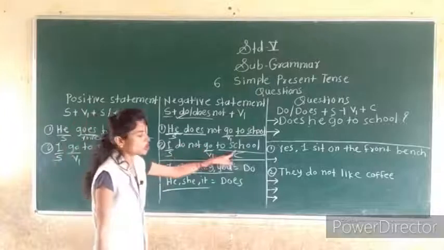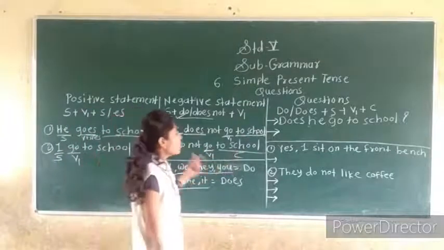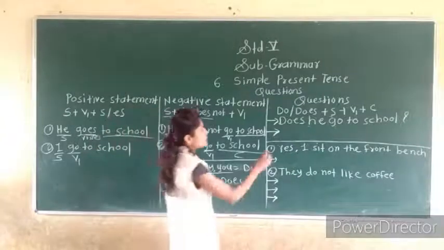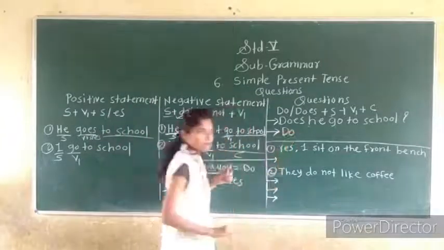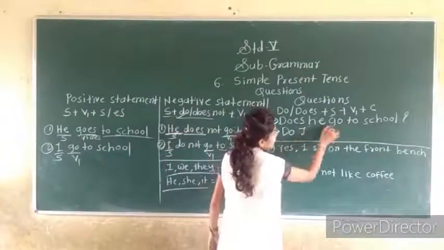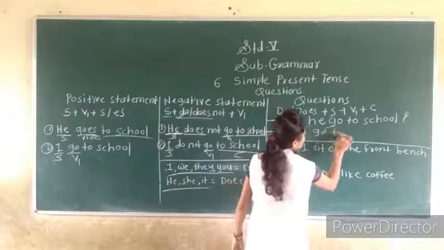I do not go to school. Same it is. What we use first? I it is. Plural it is. So we use there do. Do. After do, what we use? I. Subject. And same it is. Go to school.